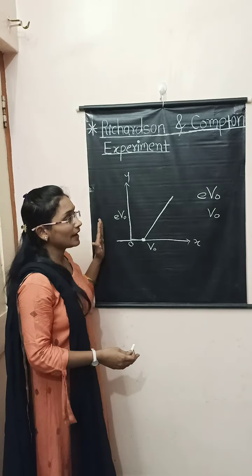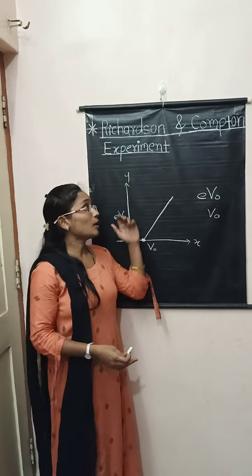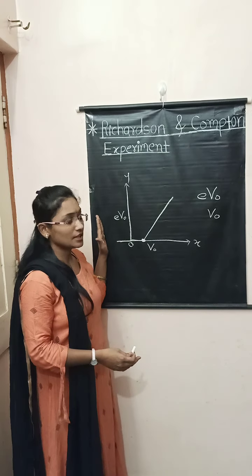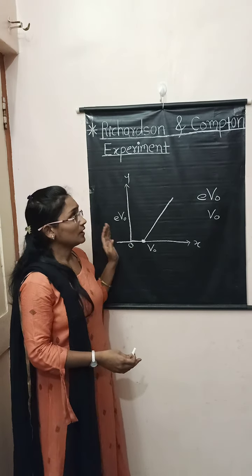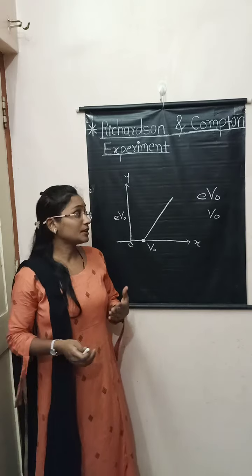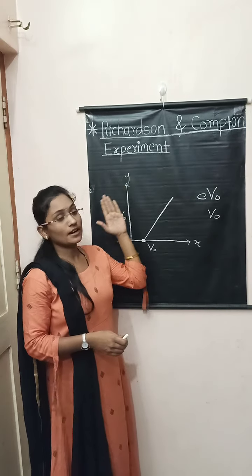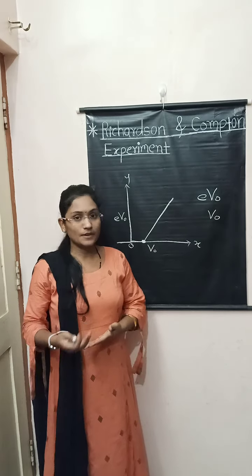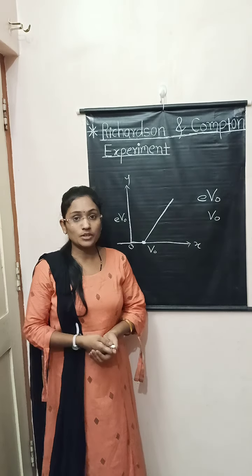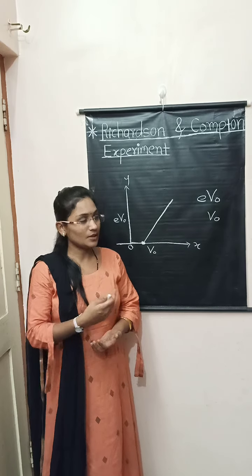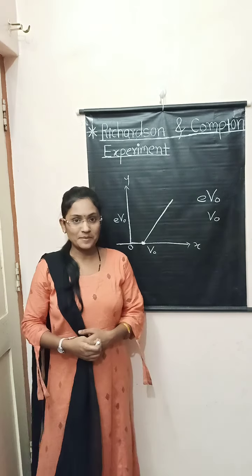This is our third and last relation of the Richardson and Compton experiment. This last relation is known as the linear relation. These are our three relations of the Richardson and Compton experiment. We studied the Richardson and Compton experiment and the three relations related to it.